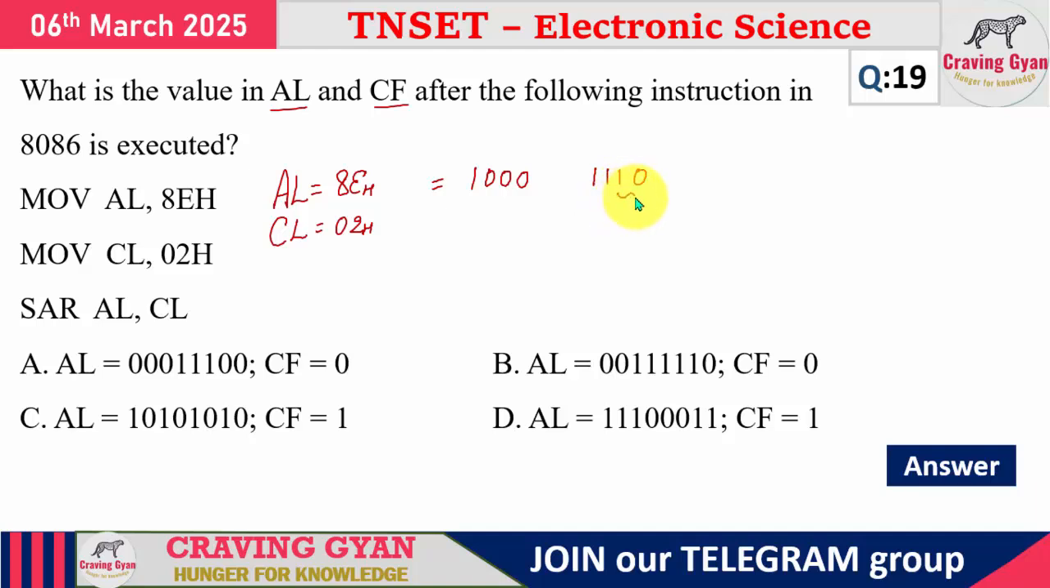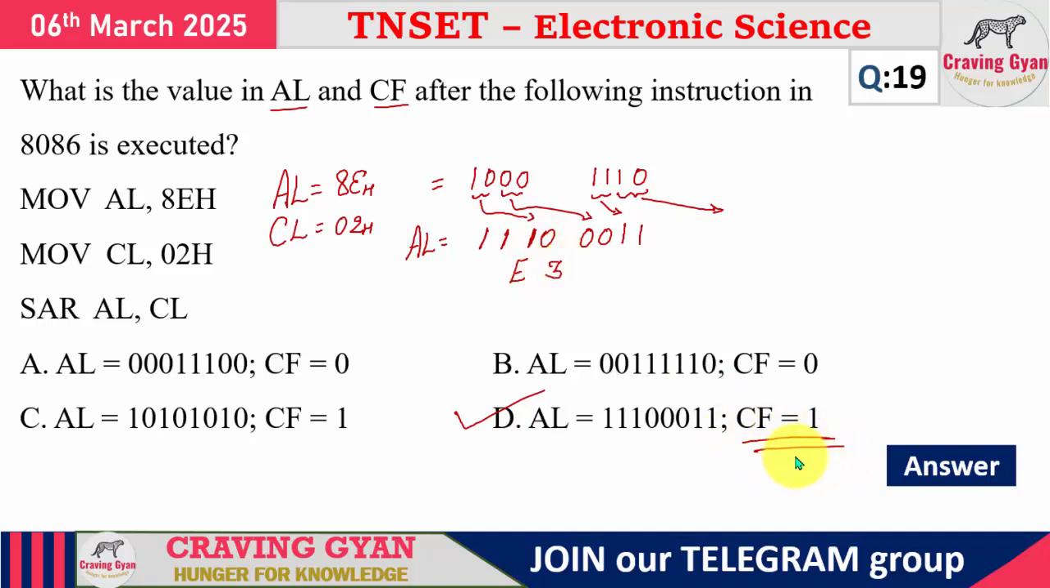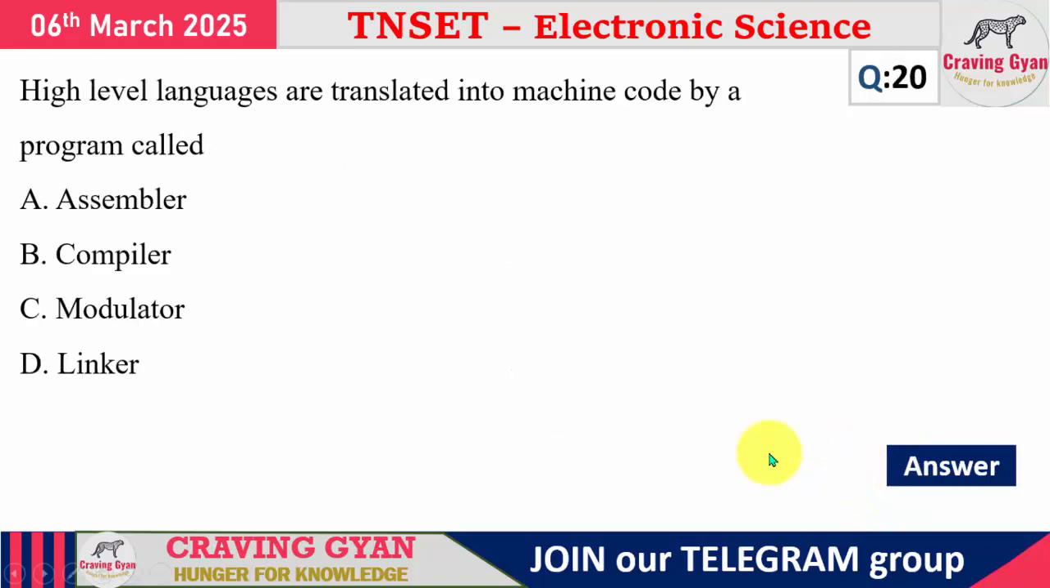And also, what is the precaution you are going to take care of? Important. Sign extension is important. MSB is 1, so the rest of the values you write with the same sign extension only. So, what is the value of AL you are going to have? The value of AL will be equal to 11100011, nothing but E3. What is the carry flag content, which will be equal to 1? What is the corresponding option that is going to follow? Option D is correct. Important.